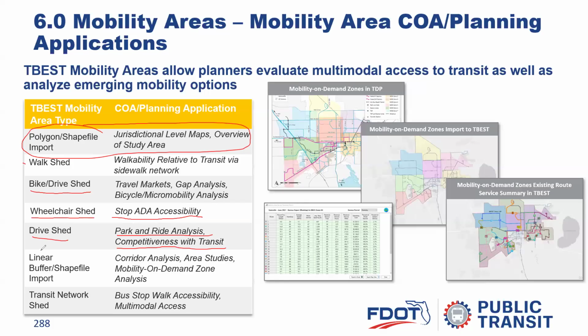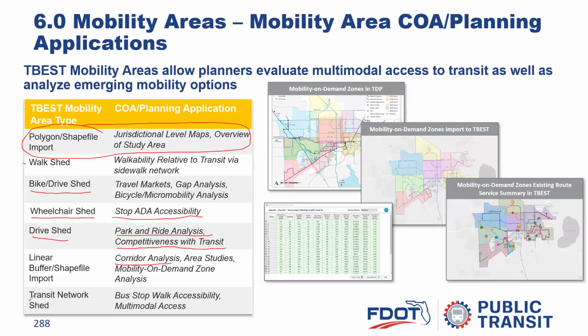Okay, so linear buffer and shapefile import. We talked about that. Our example was the county level data, importing that. The corridor analysis, area studies, mobility on demand zone analysis. Clearly, most everyone, if they're running mobility on demand, will have the zones in a shapefile. They might have them in ArcGIS Online. Some folks do. And all of those would be data that you can pull into T-BEST, create mobility areas from it, and then utilize it for analysis inside of T-BEST.